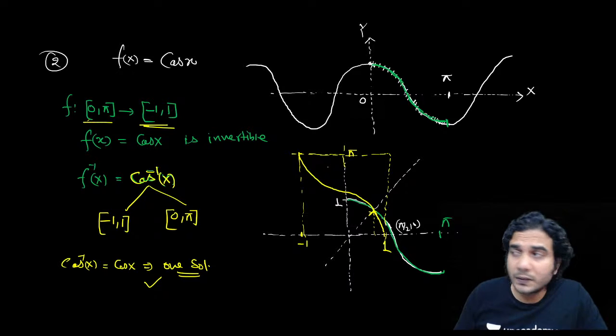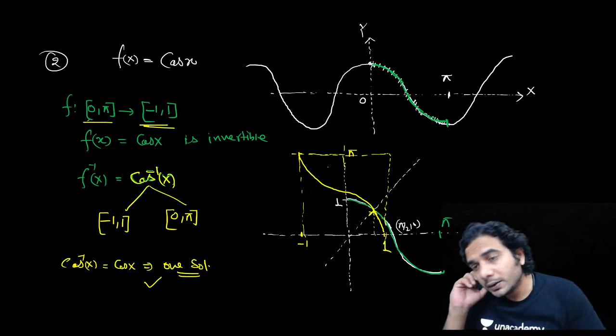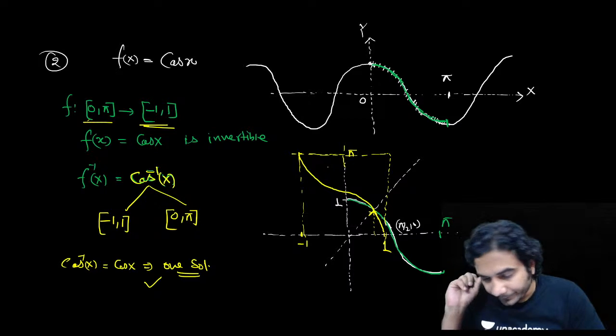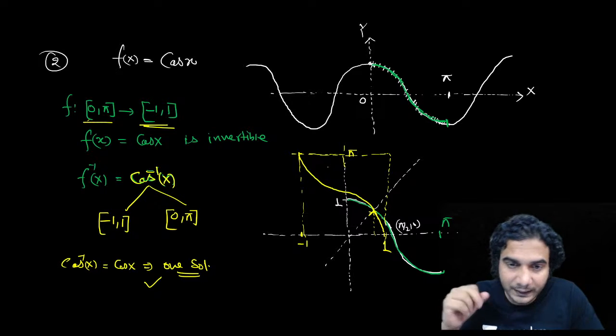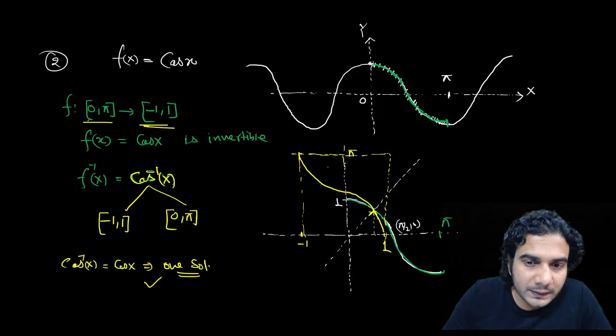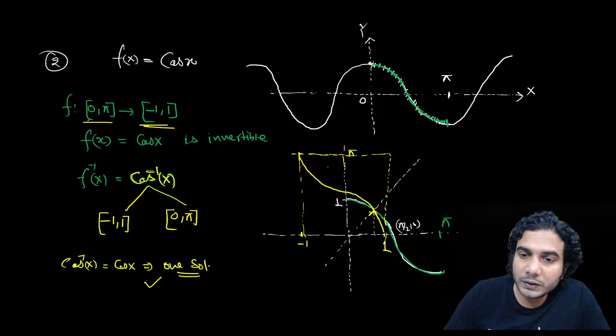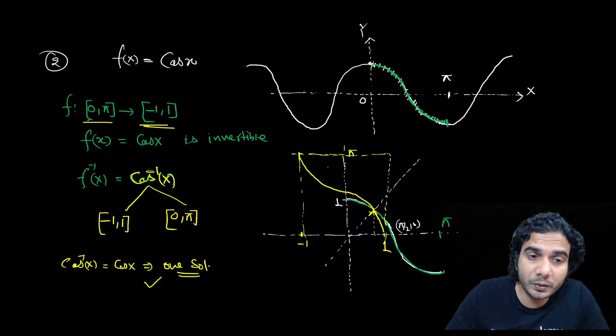As you know, cos x is decreasing in 0 to pi, so cos inverse x will also be decreasing, and you can see that in the graph. Cos inverse x is a decreasing function. So sine inverse was increasing, cos inverse x is decreasing. Both have the same domain but different ranges. The range of sine inverse was -π/2 to π/2. The range of cos inverse x is 0 to pi.